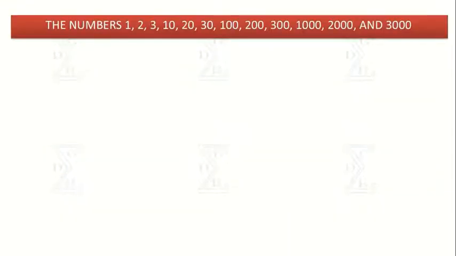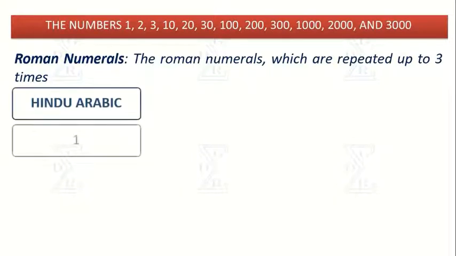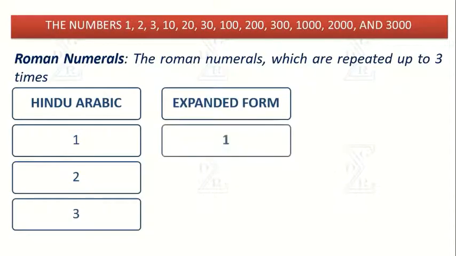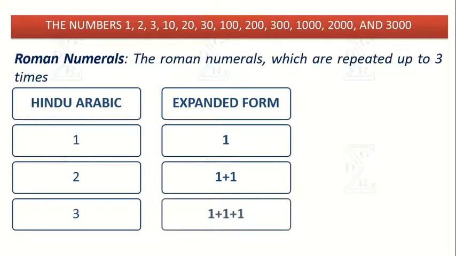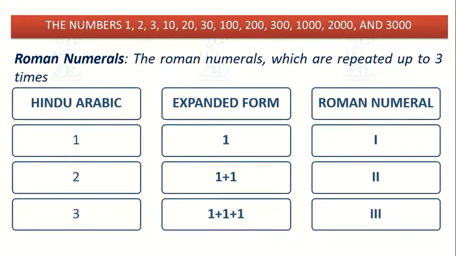Let us check the Roman numerals, which are repeated up to 3 times. Observe the Hindu-Arabic numeral. The numbers here are 1, 2, and 3. The expanded form of Hindu-Arabic numerals are 1 as 1, 2 as 1 plus 1, and 3 as 1 plus 1 plus 1. As we know, 1 as I. So we can write 2 as II, and 3 as III.